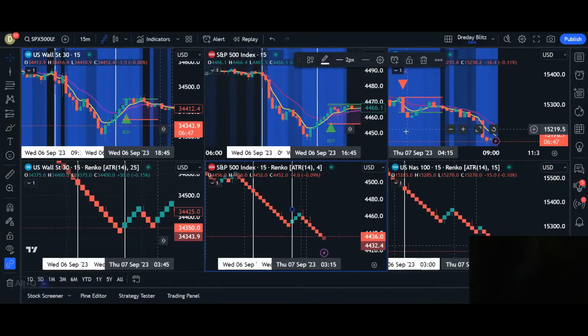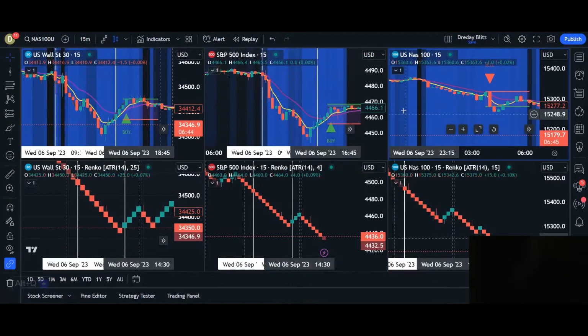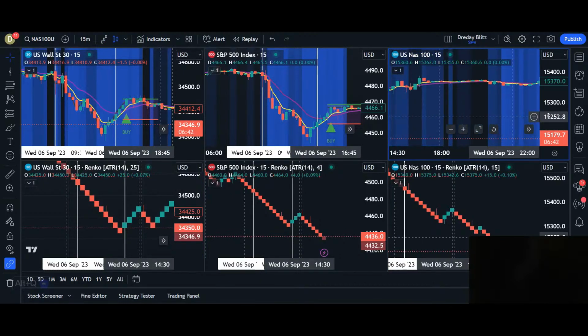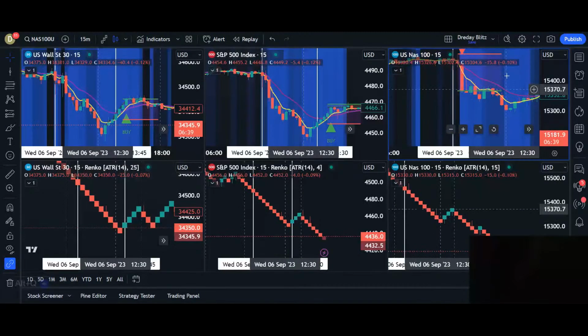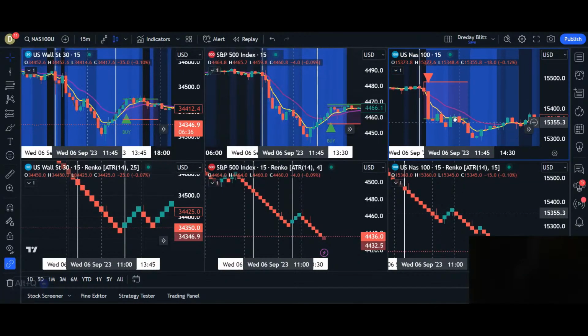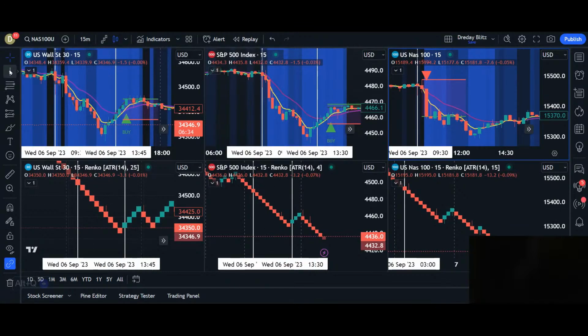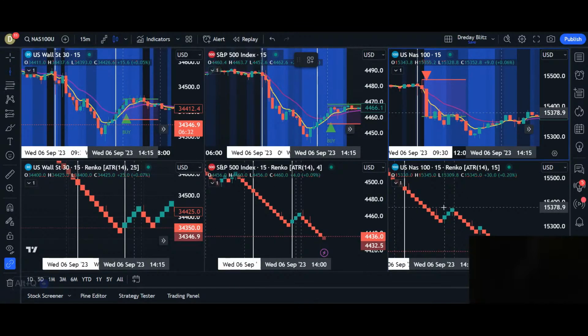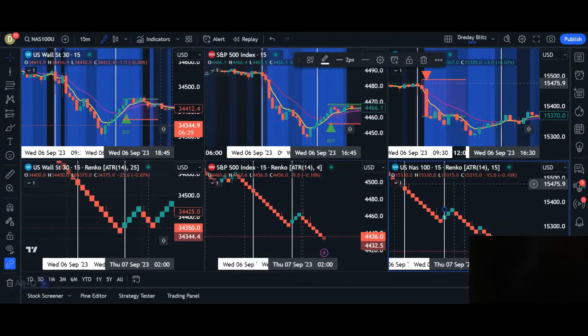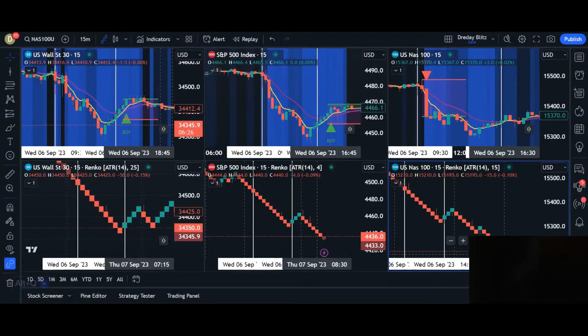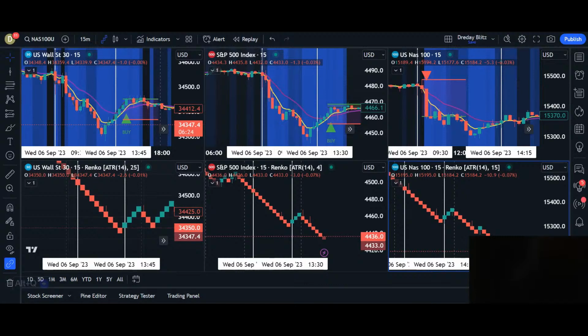And lastly, we have the Nasdaq 100 that gave us the entry maybe 15 or 30 minutes after the US 30 and S&P 500 setup. As you can see, that was the sell here, and the exit was right there. Those trades were around 2 to 3 hours roughly, so you still had the chance to get in and get out.